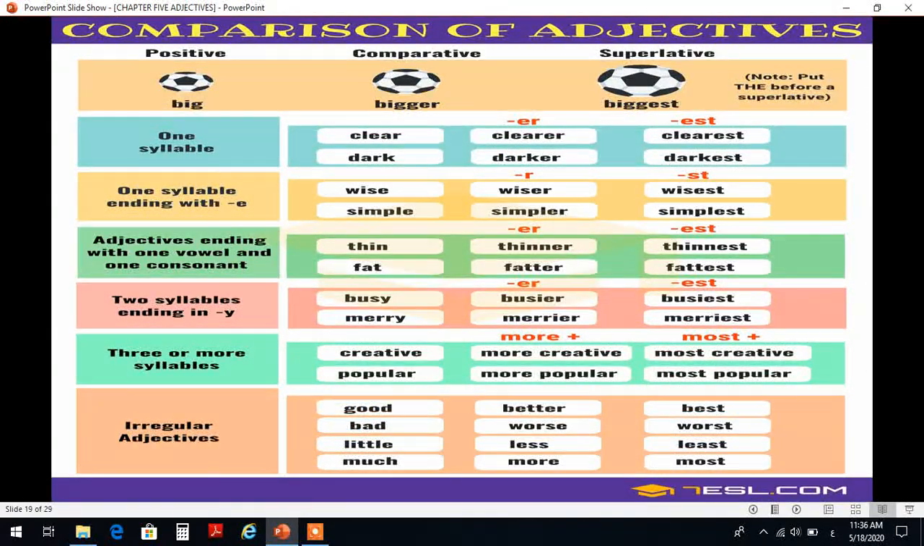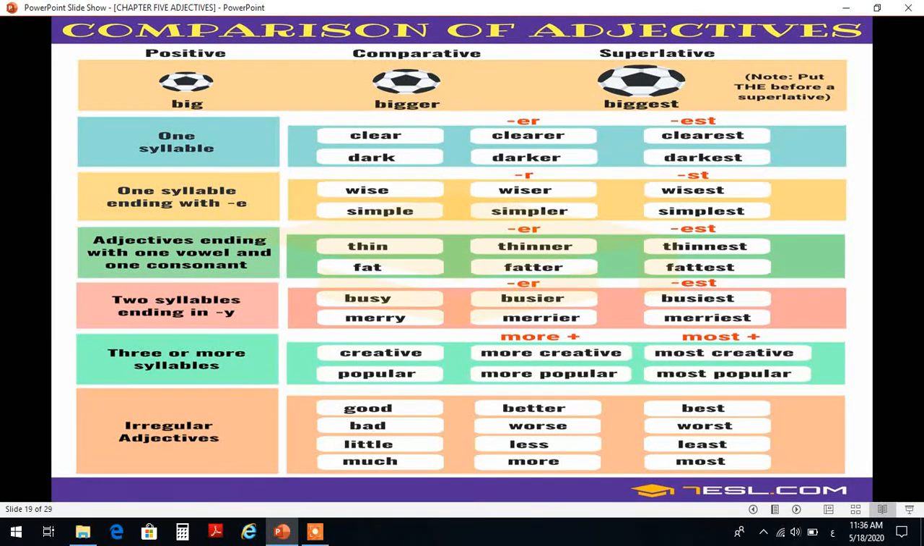As you see here, there are examples of all the adjectives, whether they are made of one syllable من مقطع صوتي واحد اللي تكون إضافته est, one syllable ending with e إذا كانت تنتهي في حرف الإي, what we do in this case, and ending in one vowel and one consonant. في هذه الحالة نضاعف الحرف الأخير. For example, fat, fatter, fattest. نضاعف حرف التي ونضيف est.